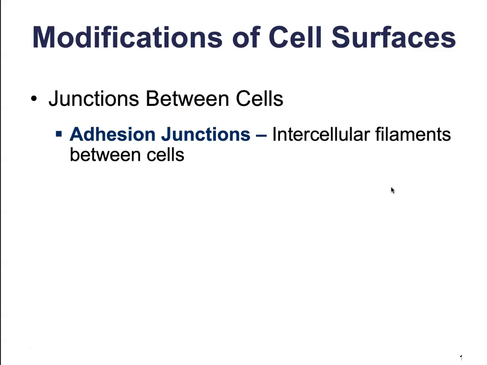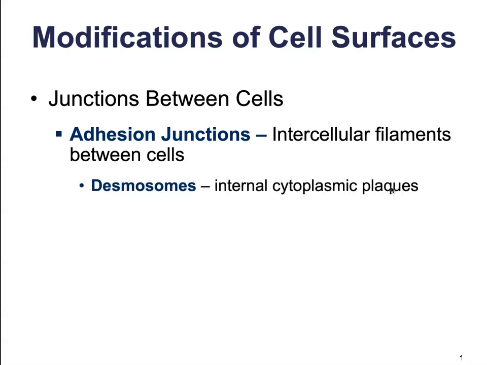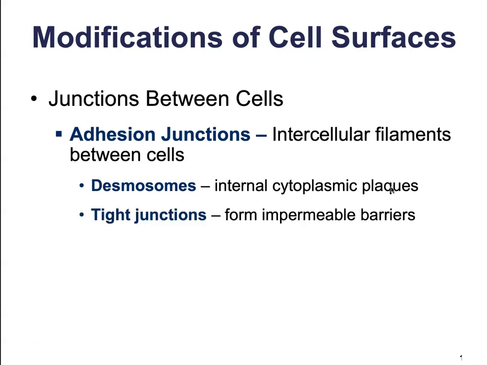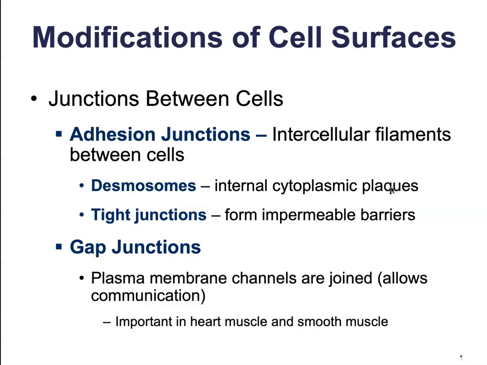So here we've got just a summary of those different junctions: adhesion junctions with those intercellular filaments between the cells. We've got desmosomes, which have the internal cytoplasmic plaques. They kind of work like buttons. And then we have tight junctions. Those are going to form an impermeable barrier. And we have gap junctions. Their primary responsibility is going to be plasma membrane channels. It's going to be for the rapid cell-to-cell communication.